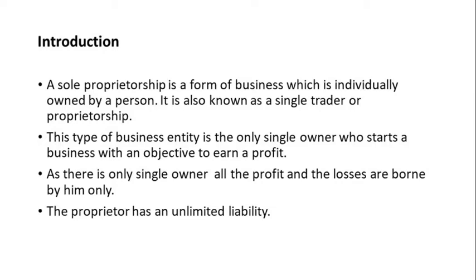In this type of business entity there is a single owner who starts a business with an objective to earn a profit. As there is only a single owner, all the profits and the losses are borne by him only. When it comes to liability, the sole proprietor has an unlimited liability. That means he is liable to pay the debts and the losses of the company.